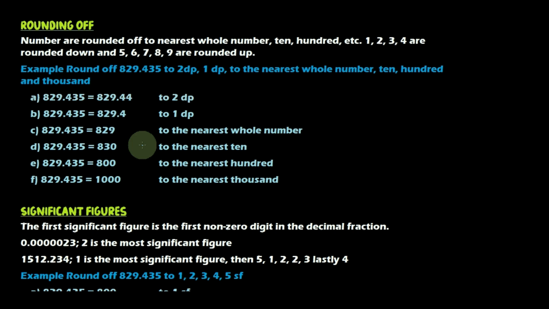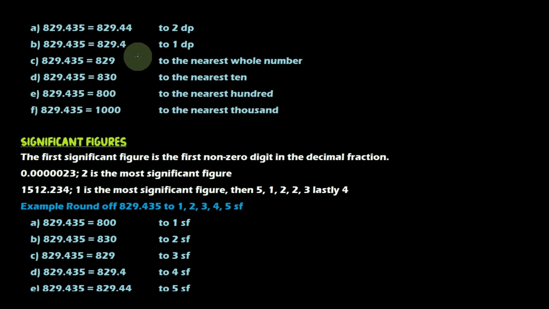Then we go to 1 decimal place. We look at the position, which is the first decimal place, which is 4 in this case. After looking at 4, we look at the number on the right, which is 3. Like we said above, 3 rounds down. Therefore, 4 remains 4. We do not add anything to 4.